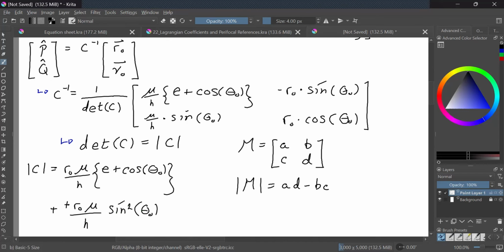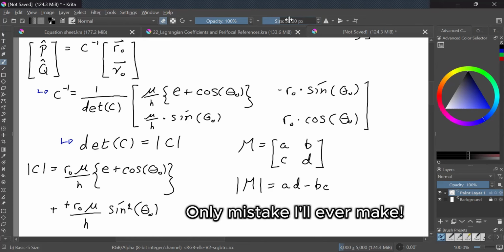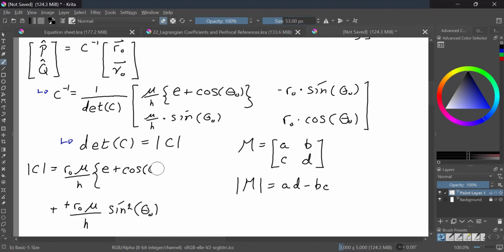And I already realized my mistake. So let me fix it really quick. Nope, I lost. Go. My mistake was that I did not multiply the second part. Sorry, one second. I did not multiply this cosine times this set of terms up here. So to rewrite that, we're going to have E times cosine of theta naught plus cosine squared of theta naught.